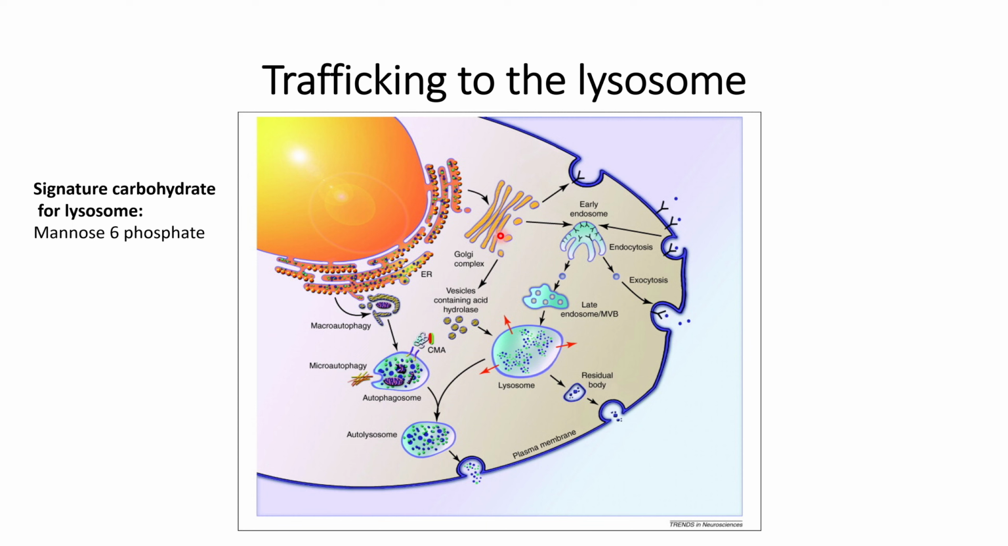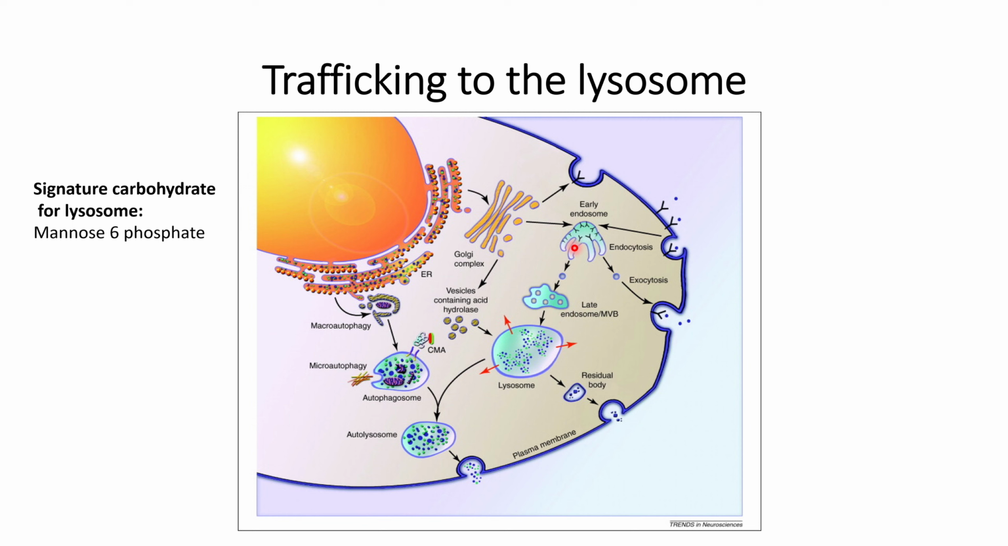So during this glycosylation or post-translation modification, several carbohydrates, sugars or oligosaccharides are attached to the proteins, and there are specific signals, specific kinds of carbohydrates present in the protein that direct it towards the early endosome or the lysosome pathway. That signature carbohydrate is mannose 6 phosphate. If mannose 6 phosphate is present on the protein, then it will be directed to the early endosome or the lysosome pathway.